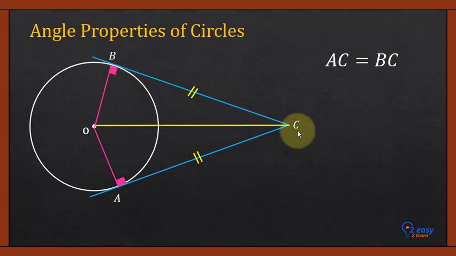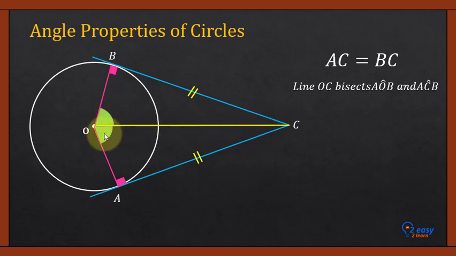If I join O with C, this line OC will divide angle AOB into equal halves, meaning that OC is angle bisector of angle AOB. So OC bisects angle AOB and also angle ACB. These two angles are also equal. It will also bisect this angle. So this angle is also angle BOC and angle AOC.